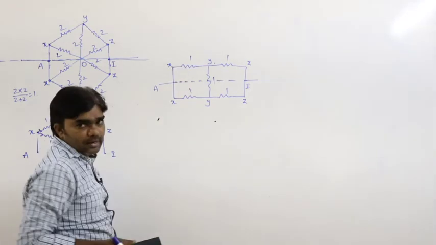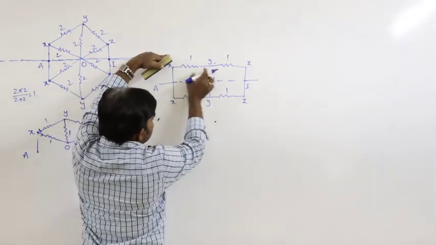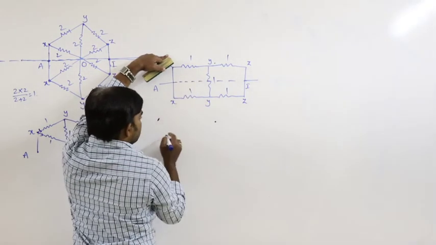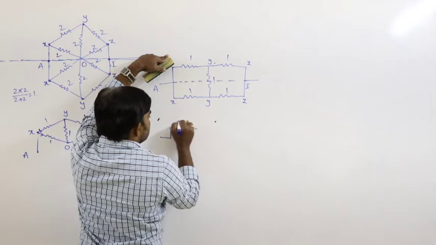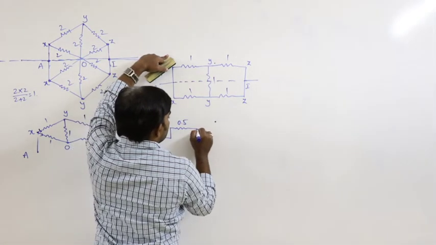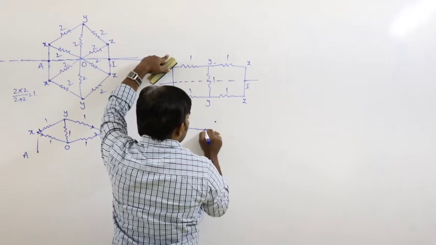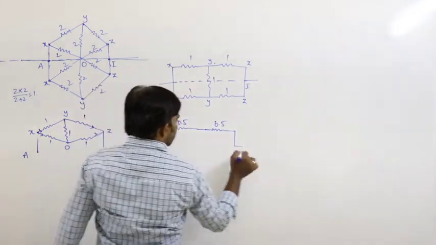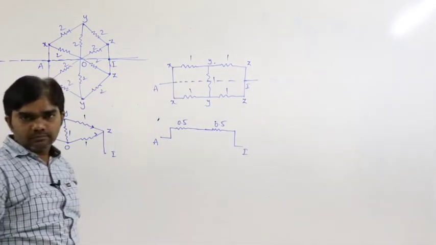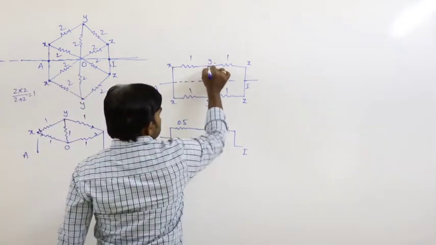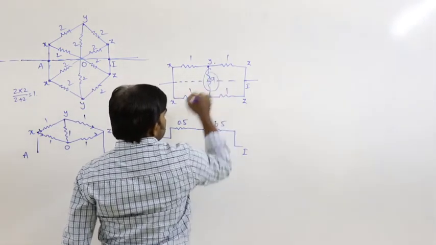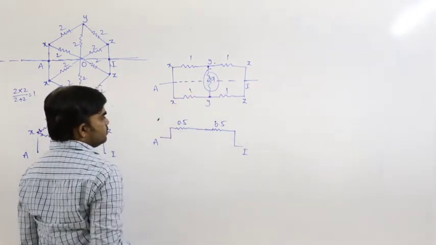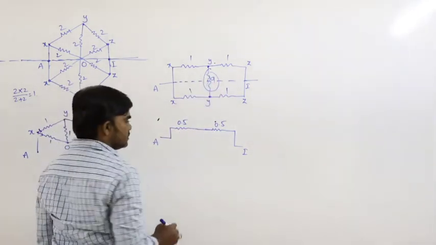So X are in parallel. So here this resistance lies between XY and this resistance also lies between XY. 1 and 1 are in parallel, so that is 0.5. Next 1 and 1 are in parallel, that is 0.5. This is A and this is I. So here the potential lies between Y and Y, there is no current passing through that, that is, this resistance is negligible. So the 0.5s are in series.